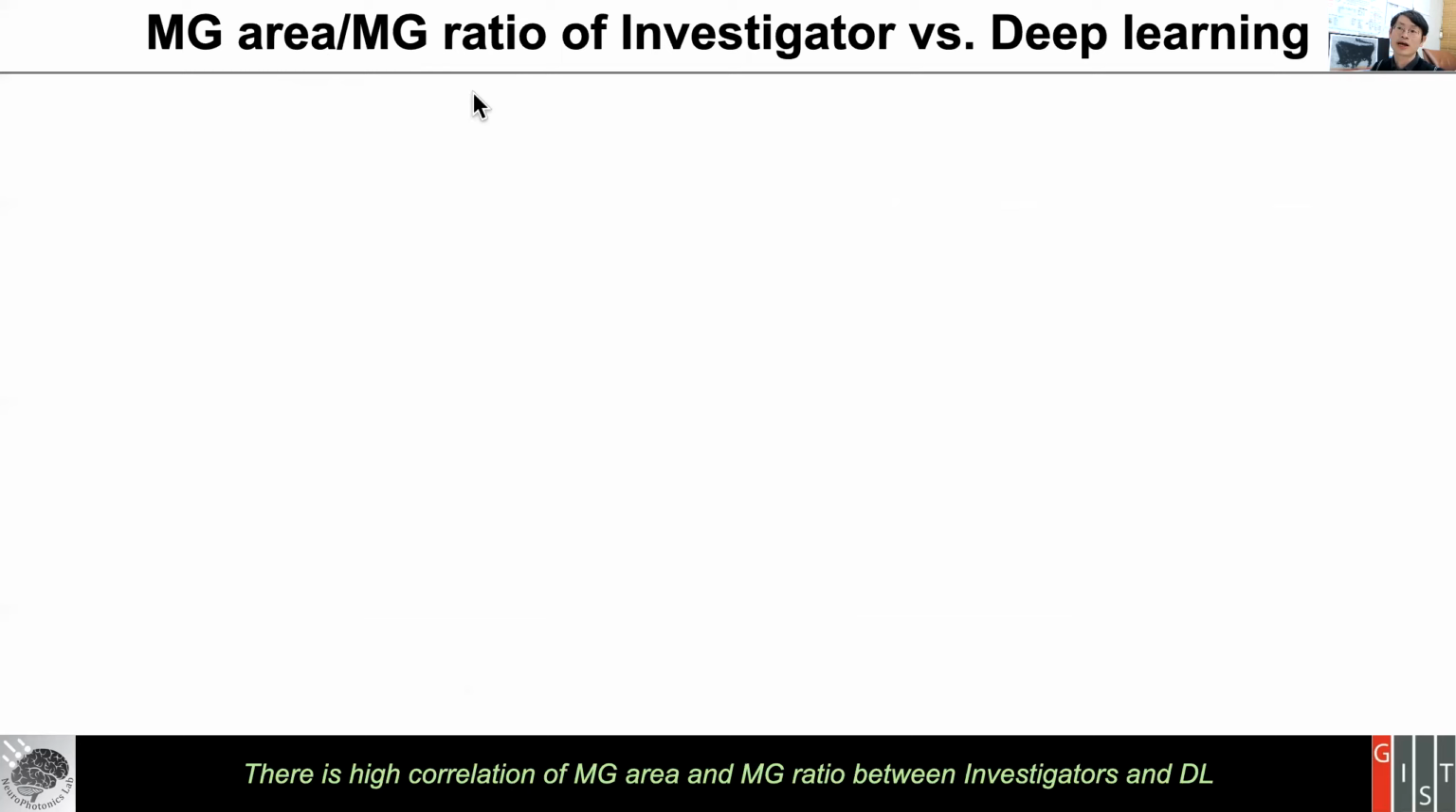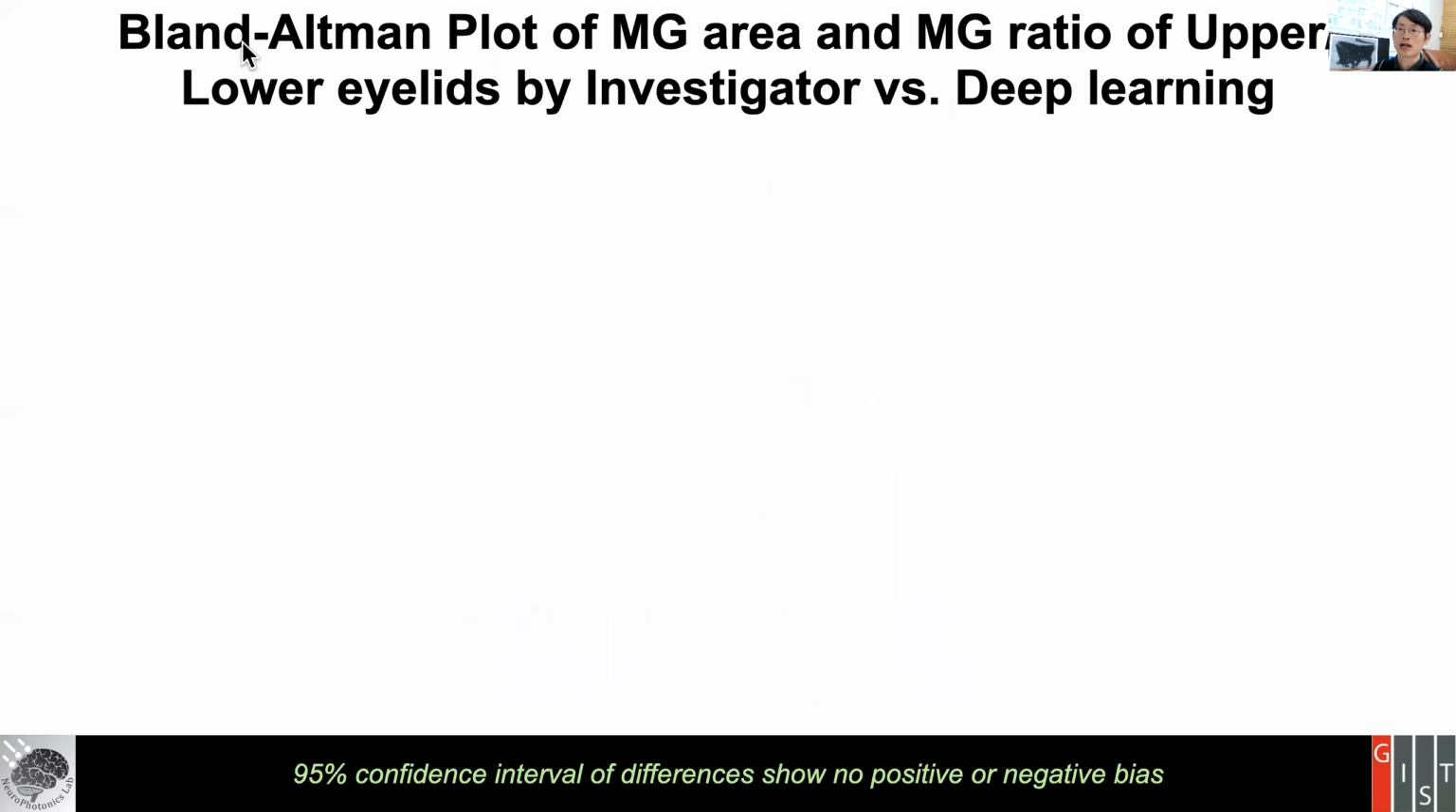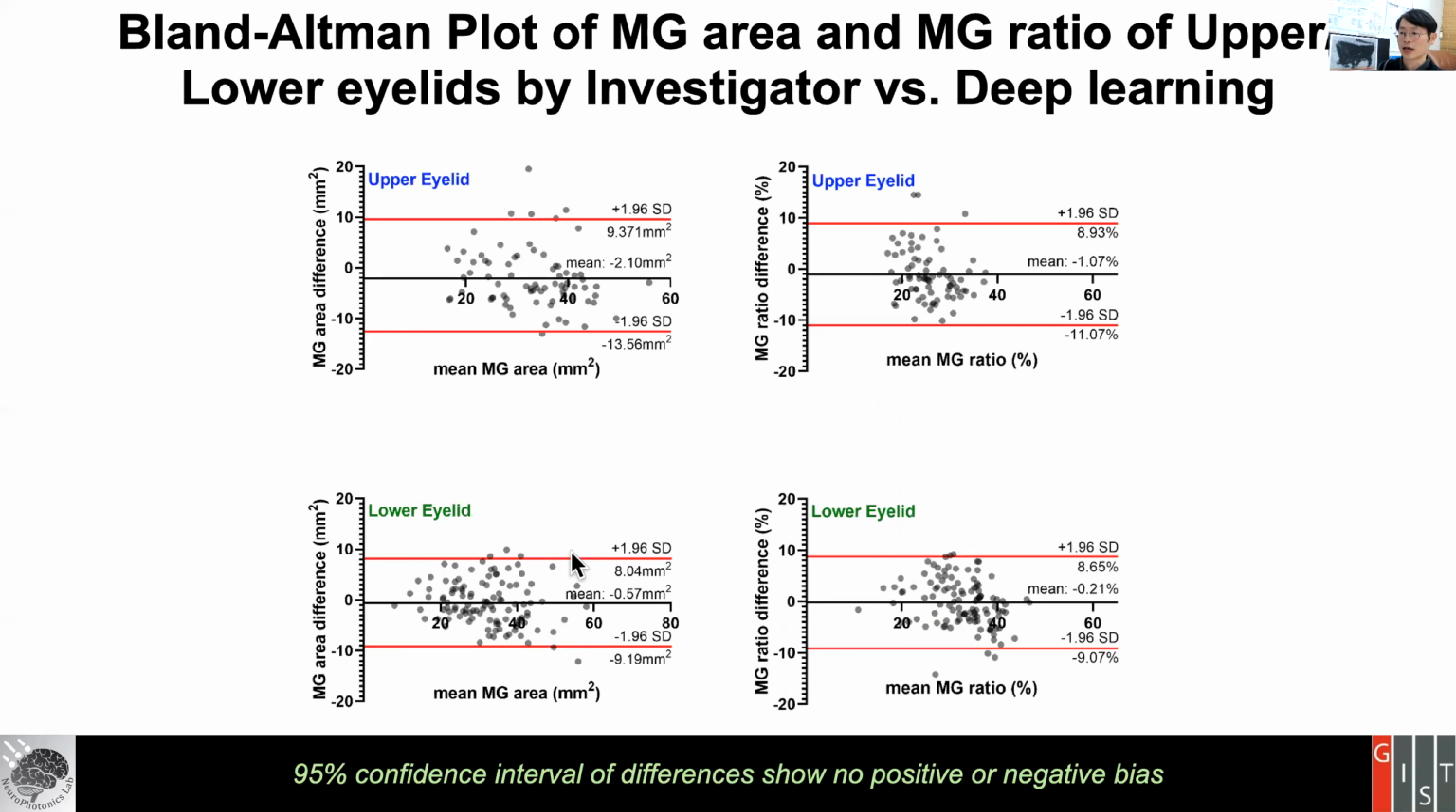MG area and MG ratio between investigator versus deep learning were compared, which shows a very high correlation between investigators and deep learning output. Even the Bland-Altman plot, comparing these, gives a 95% confidence interval of the difference that shows no positive or negative bias or trend, which proves that our deep learning output is pretty good.